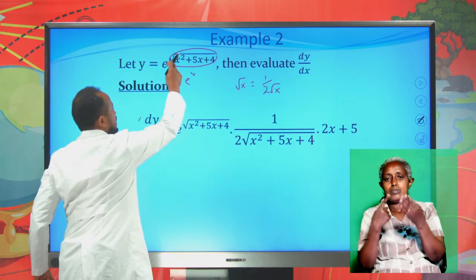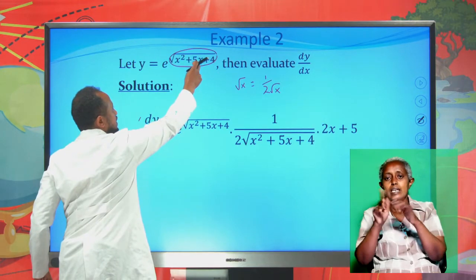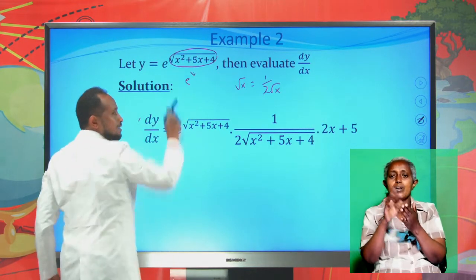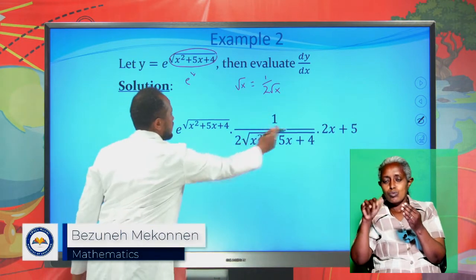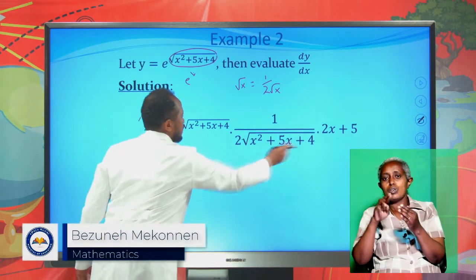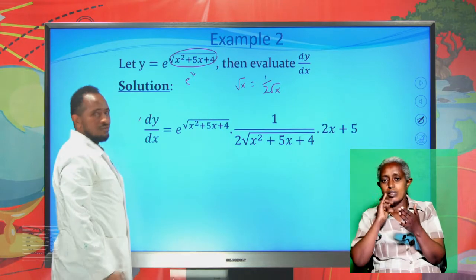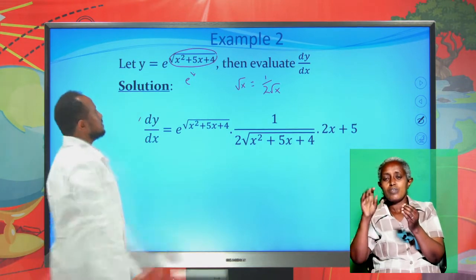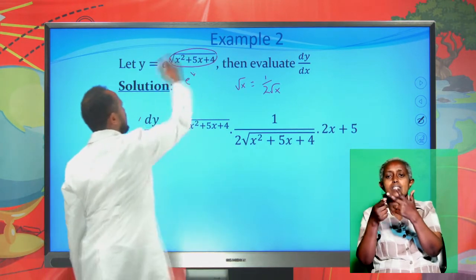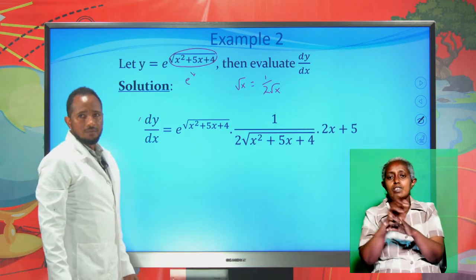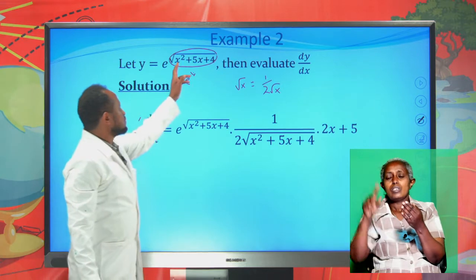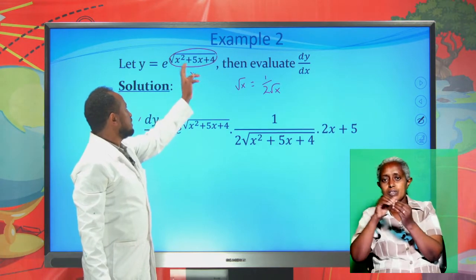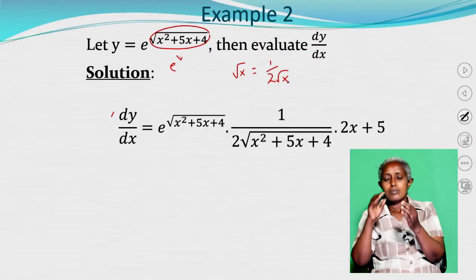Therefore, here, assuming the inner part to be a single variable y, the derivative of the square root of y is 1 over 2 root y. We assume y to be x squared plus 5x plus 4. Times, then, the third function, the inner function, x squared plus 5x plus 4. The derivative of x squared plus 5x plus 4 will be 2x plus 5. So this is the answer.